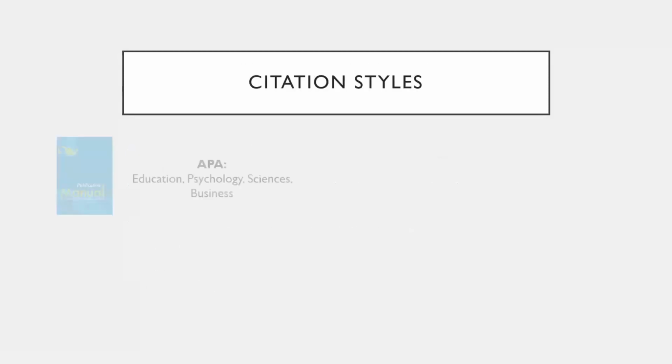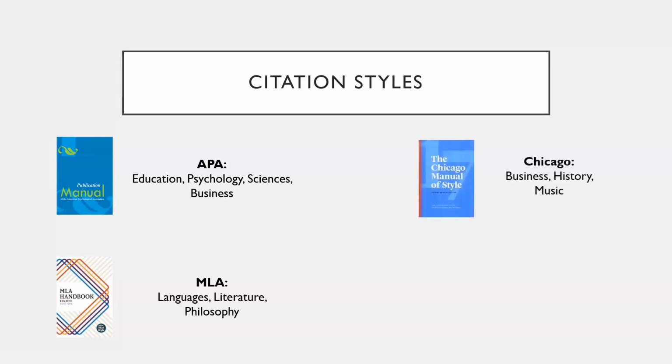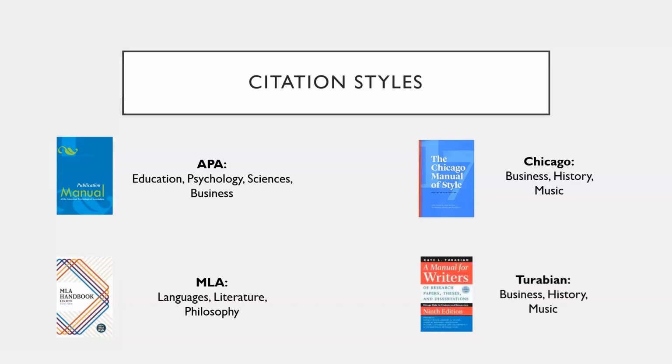So these are kind of breakdowns. APA you use for education, psychology, the sciences, and business. MLA is largely used for languages, literature, and philosophy. Chicago is used for business, especially economics. A lot of other businesses use APA, but there are a couple of different branches of business that do use Chicago. Turabian is business, history, and music. Chicago and Turabian are almost identical, so we'll be talking about them together. Those are the citation styles that we commonly use here.